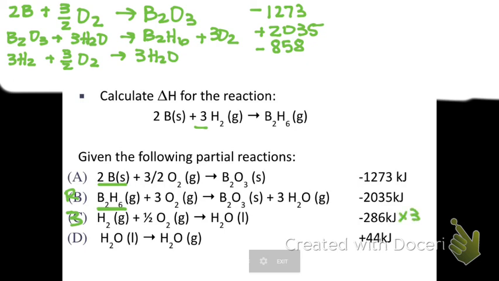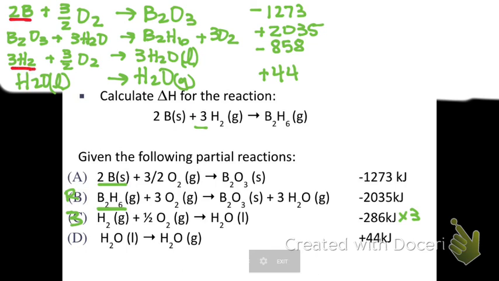And then the last one is H2O liquid yields H2O gas. Okay, so let's start examining here what we have and what we need. We need 2B, so we have that. We need 3H2, we have that. We need B2H6. So we have everything we need. So I think things should start canceling just from there.